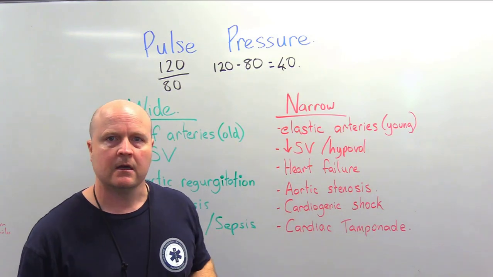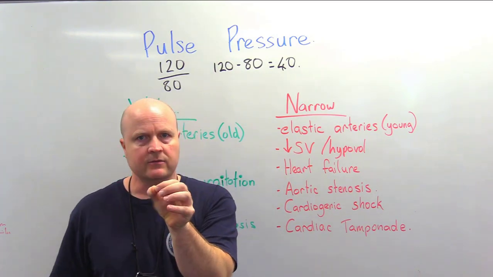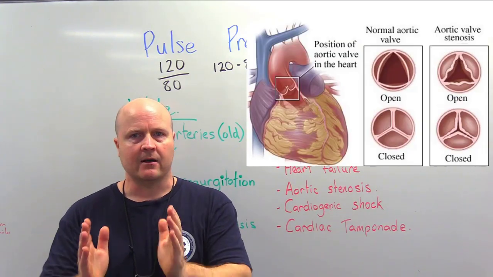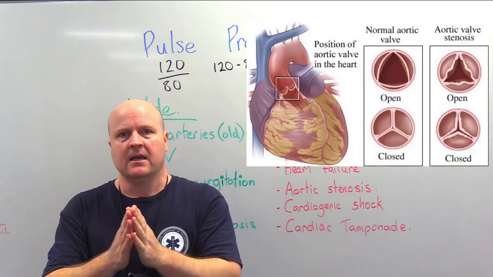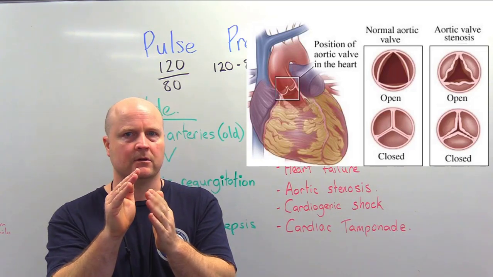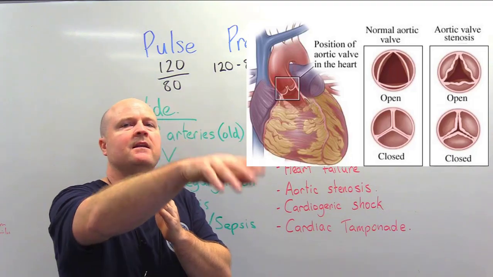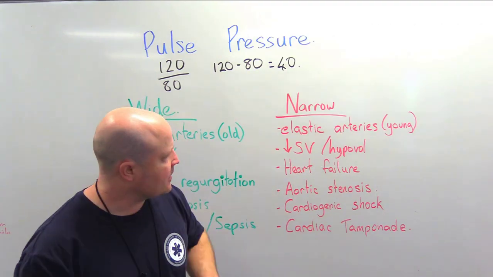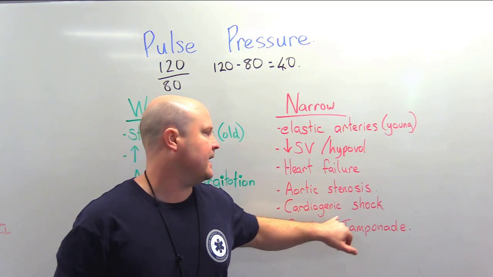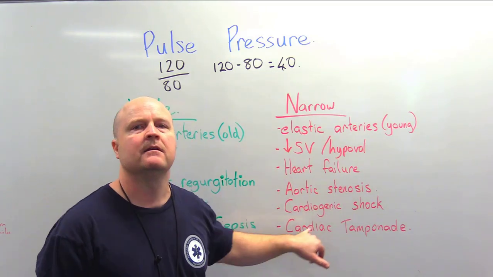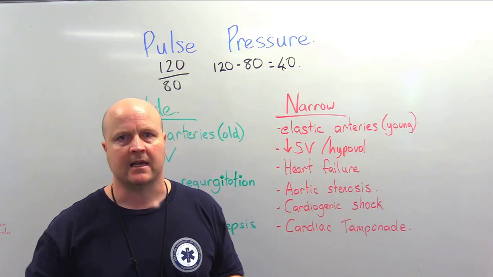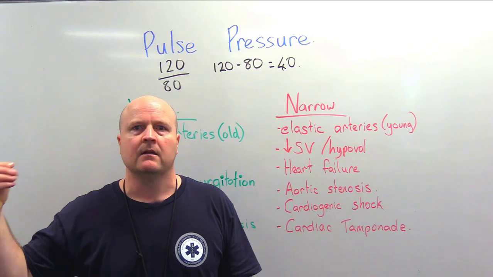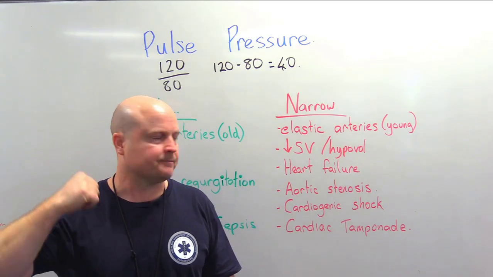Aortic stenosis, this one, our aortic valve is a bit creaky and won't open properly. So now when that left ventricle contracts, it's got to push against the valve and it's going to struggle to squeeze enough blood out. That's going to lower our systolic blood pressure. Cardiogenic shock. This is anytime we have a failure of the heart to generate sufficient cardiac output. So it's not able to pump effectively, lowering our systolic blood pressure.